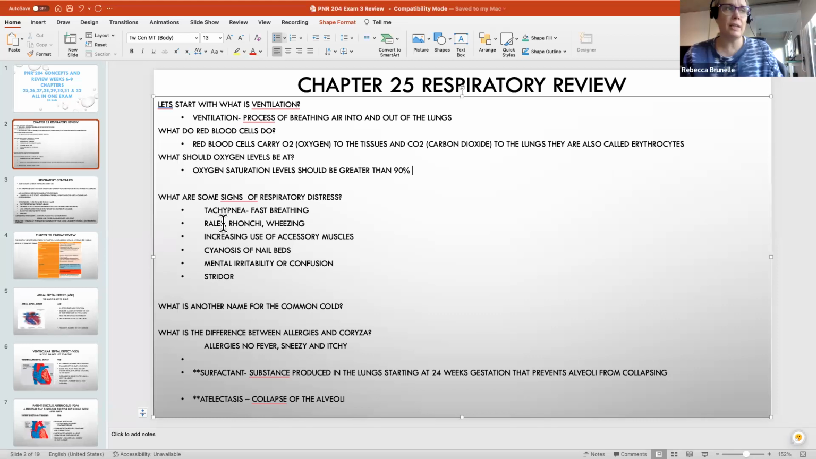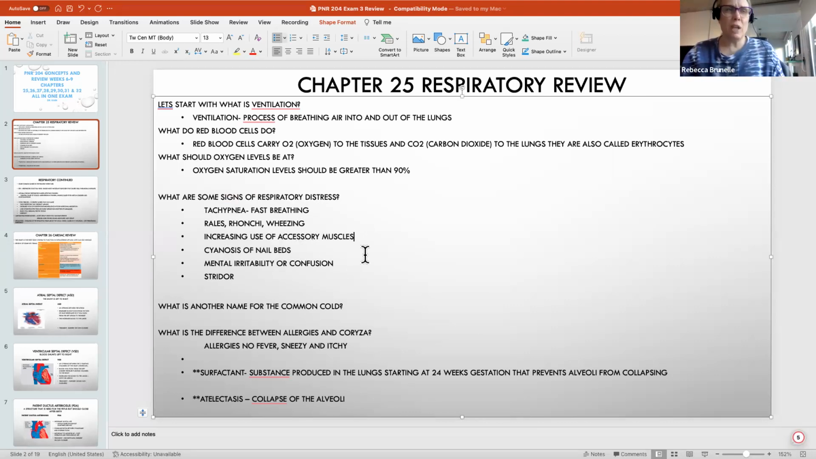And then all of these things here are signs of respiratory distress that you need to be able to recognize. Tachypnea is fast breathing, and then rales, rhonchi, wheezing, these are what we call adventitious breath sounds, when you hear those noises in the lung fields. Accessory muscle use is going to be like retraction. Sometimes you'll see kids pulling in around their clavicles, or their nose is flaring, or you see them belly breathing, like huffing and puffing. All of that is accessory muscle use.